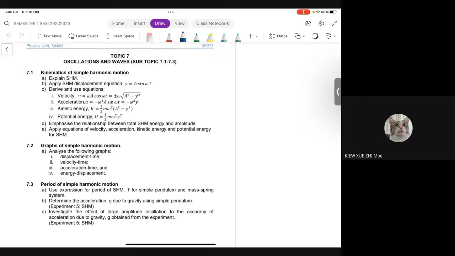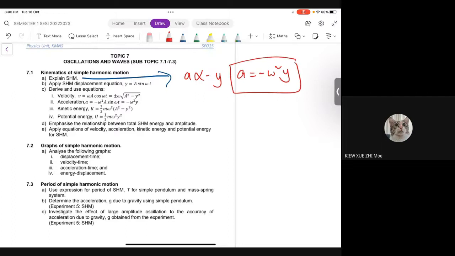Okay, pertama sekali you need to explain SHM. When they're talking about explain SHM, mesti ada formula: a directly proportional with displacement in opposite direction. So to make it equation, a equals to negative omega squared y. So ini equation yang kena untuk buktikan dia obey SHM. And then we need to apply displacement equation y equals A sin omega t. What happen when it is sin, meaning dia start daripada equilibrium. And then you need to derive and use.